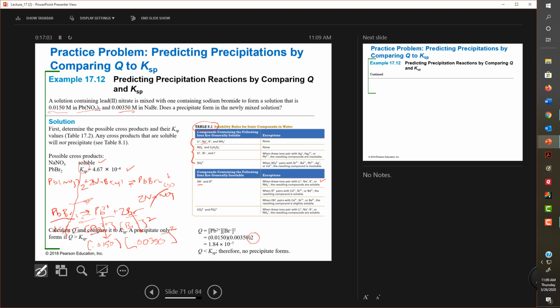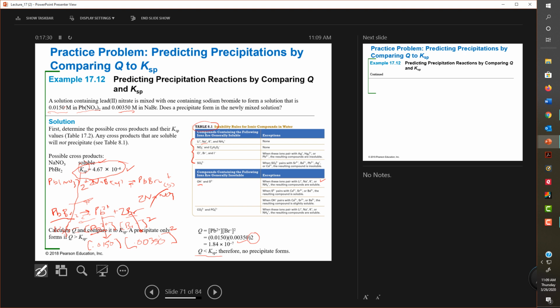So we take 0.0150 and then we multiply that by 0.0035 squared. And yeah, we get that number. So we look at this value, which is Q, and Q is less than KSP. Here's our KSP up here. Since Q is less than KSP, no precipitate forms.